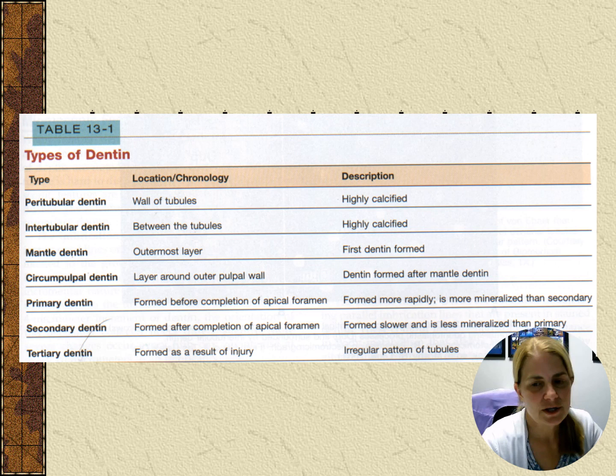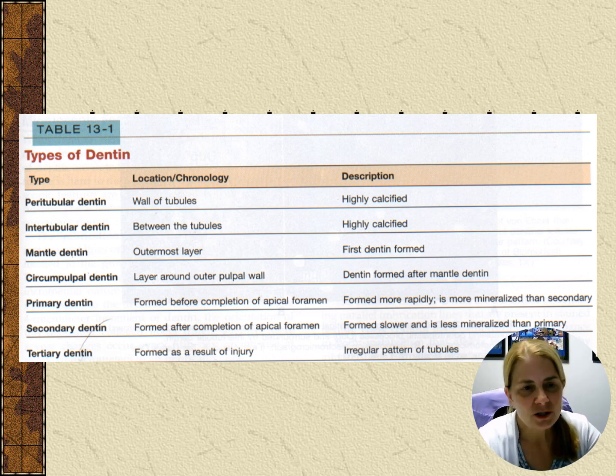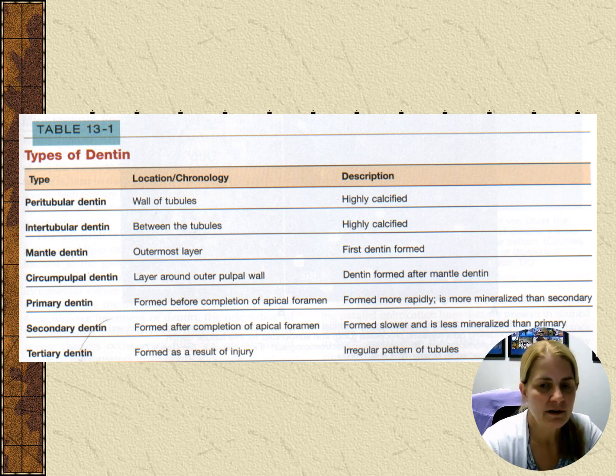This is a list of the different types of dentin. I just talked about the peritubular being around the dentin tubules and the intertubular being between the dentin tubules. Those are both highly calcified areas of dentin. We have the mantle dentin, which is the outermost layer of the dentin. That is the first dentin formed, and that is more coronal in the tooth. We have the circumpulpal, which circumnavigates the pulp of the tooth. That's the layer that's right around the outer pulp wall, and that's formed after mantle dentin.